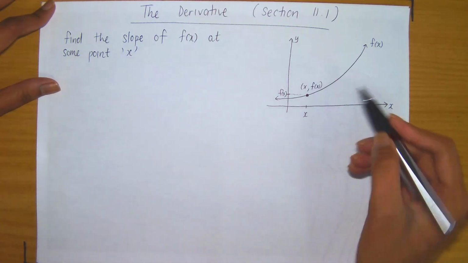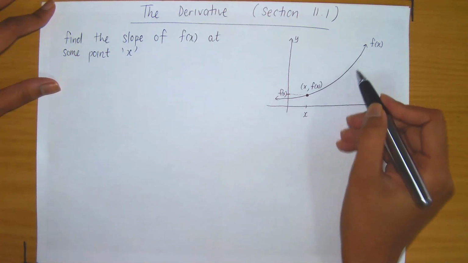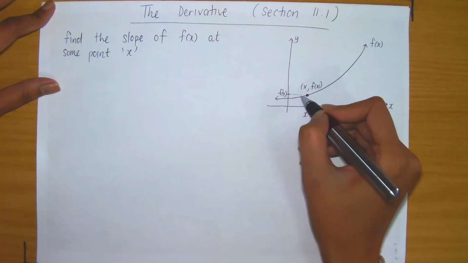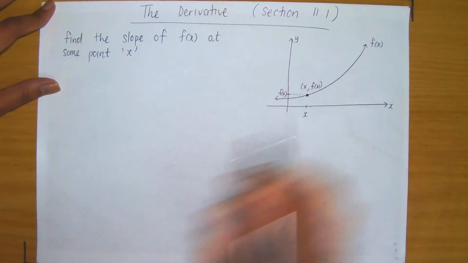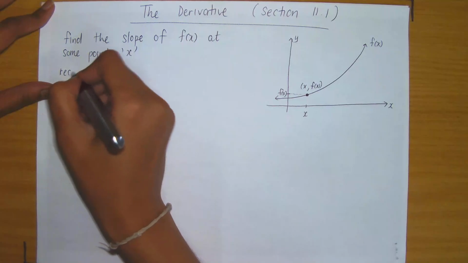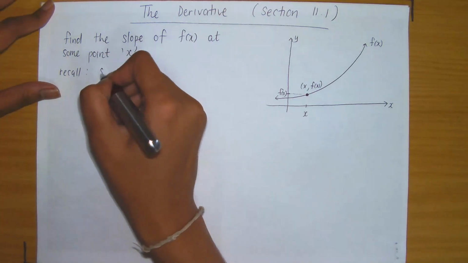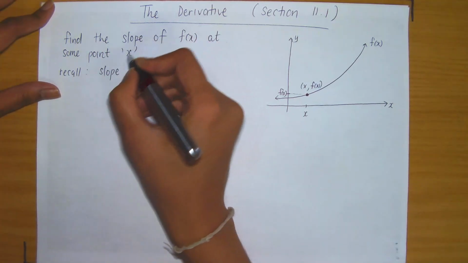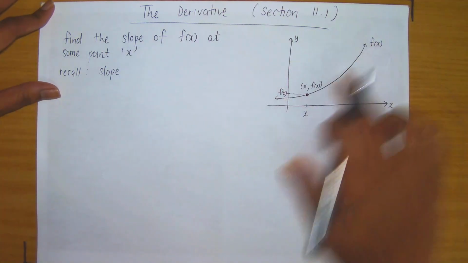At some point x, observe that because this is a curve and not a straight line, it is not possible using the previous tools that we have at our disposal. However, how do we calculate a slope from our previous knowledge? Recall the slope of a straight line, so that is what we know. We can deal with straight lines, not arbitrary curves.